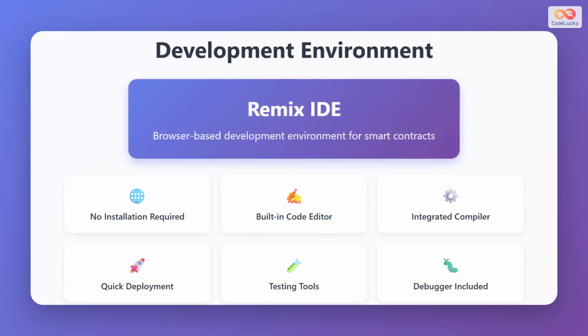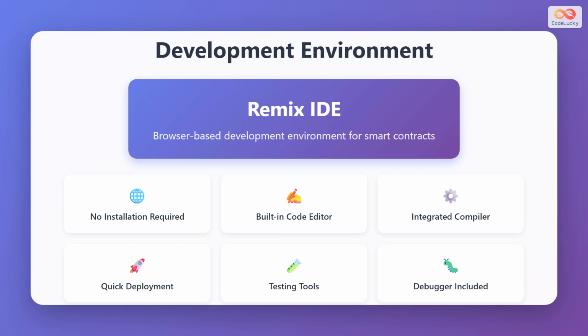To start writing smart contracts, you'll need a development environment. The most beginner-friendly option is Remix IDE, a browser-based development environment specifically designed for smart contracts. One of its greatest advantages is that no installation is required. You can start coding immediately from your web browser.